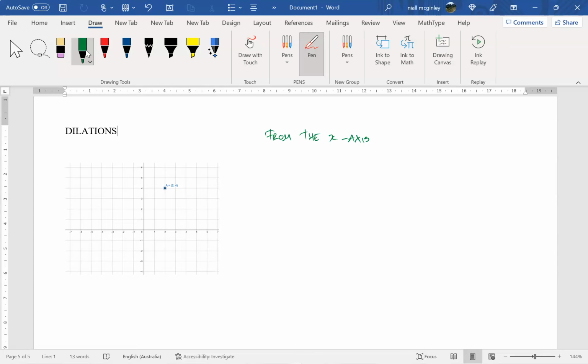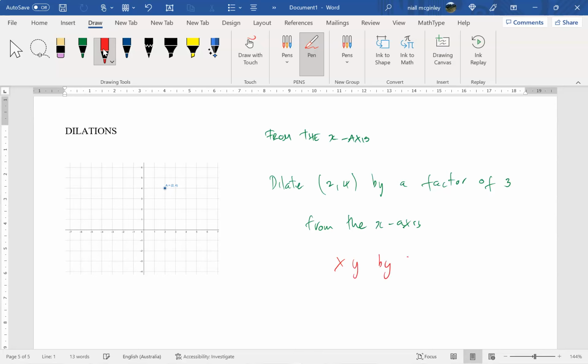So if we dilate (2, 4) by a factor of 3, and it's from the x-axis, the effect is that you're going to multiply y by whatever the factor is, so multiply it by 3. This point is actually going to shoot way up and become (2, 12), since 4 times 3 is 12.